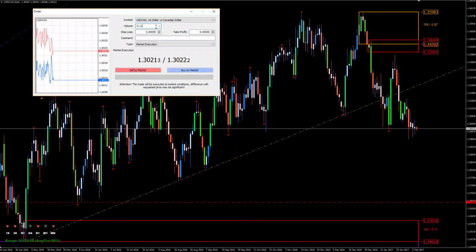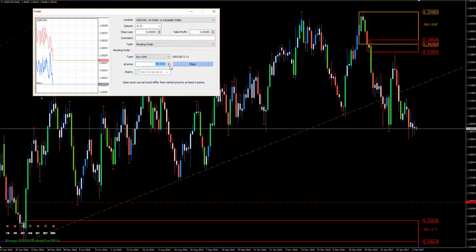Okay, so we're at 11 micro lots. We are buying at 125.66, and the stop is at 124.60, and the target we'll have a look at in just a second. Buying.